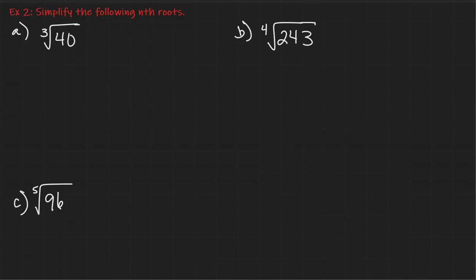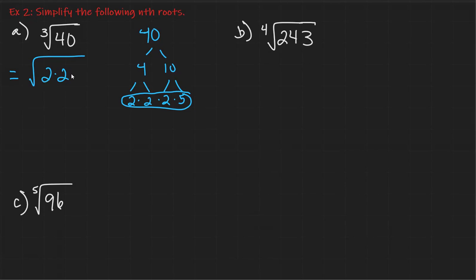Let's try it with this first one, the cube root of 40. Let's think of what 40 factors down to. Let's do the prime factorization. Some factors that we might see already are 4 and 10. Both of these can still be factored. 4 is 2 times 2, and 10 is 2 times 5. So this is our prime factorization right here: 2 times 2 times 2 times 5. So I can rewrite this as the cube root of 2 times 2 times 2 times 5.